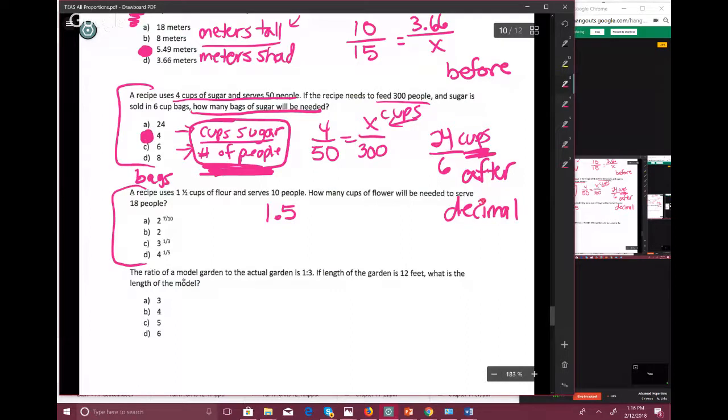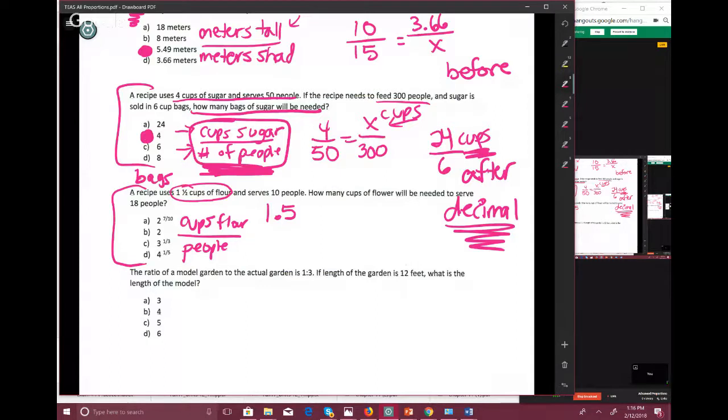And I'm telling you that because I've seen all of these questions. They work themselves out. They become whole numbers on their own. So in this one, you would have cups of flour and then number of people. You can go ahead and make this into a decimal. Go ahead and do your proportion and your multiplication, and you'll discover that although you will have to make a mixed number, the decimal disappears.